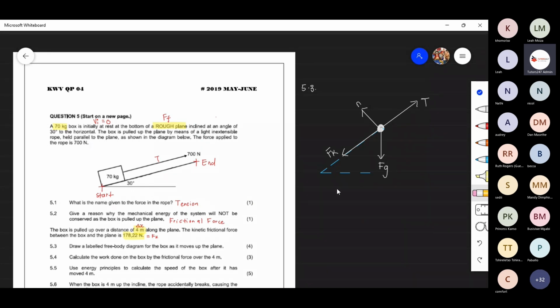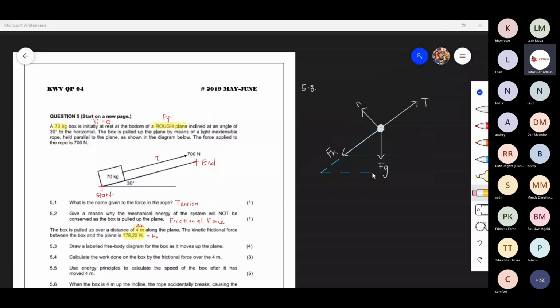So to answer that question, for 5.2, if you wrote applied force, that would be considered wrong. The answer is frictional force. The only time that the conservation of mechanical energy formula cannot be used is when frictional force is present. Okay, so I think that was the last question in the chat. Let us proceed.